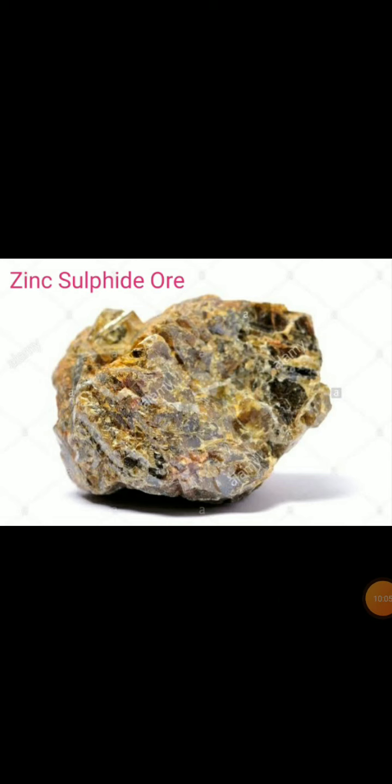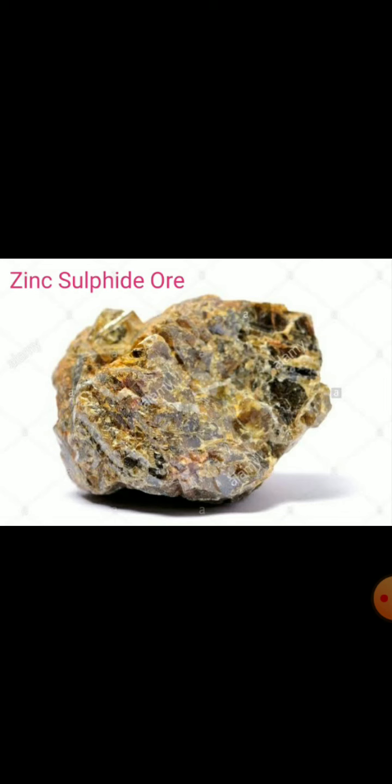Let us take an example for zinc. Zinc will be found as sulfide ore. So this is zinc sulfide ore, that is ZnS. It is zinc sulfide ore. Now recall the summary. Sulfide ores will undergo which process? Roasting. That is, they will be heated up in excess air.